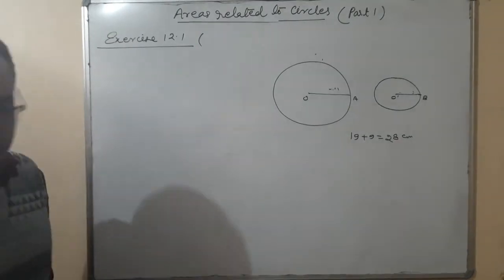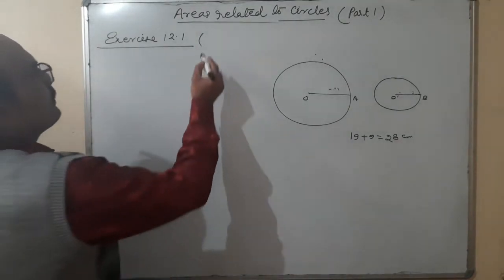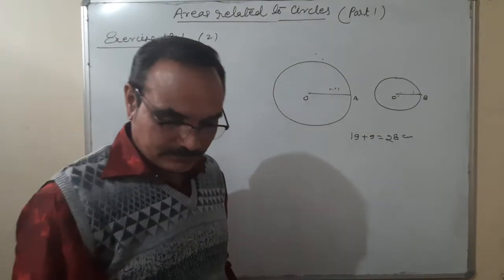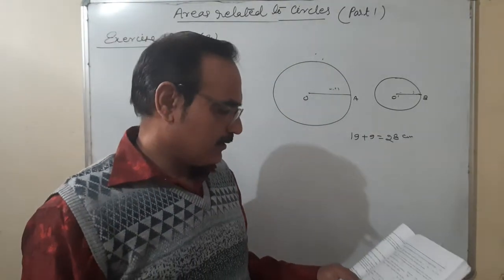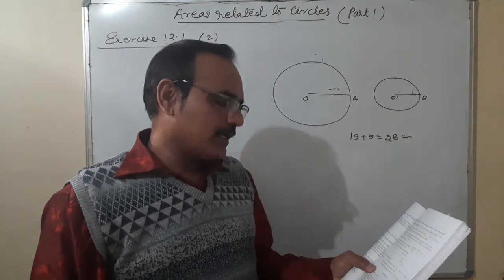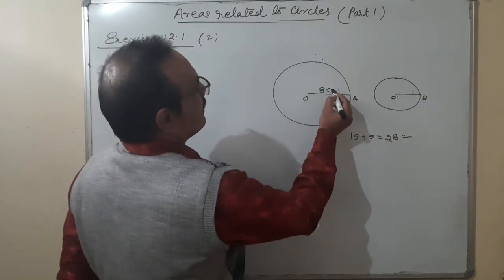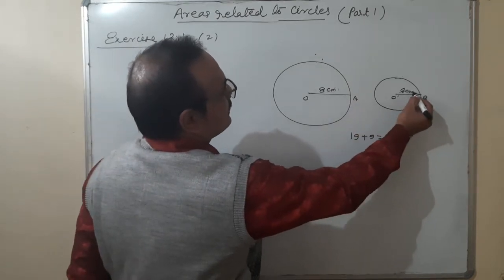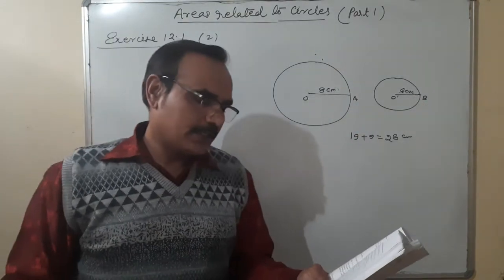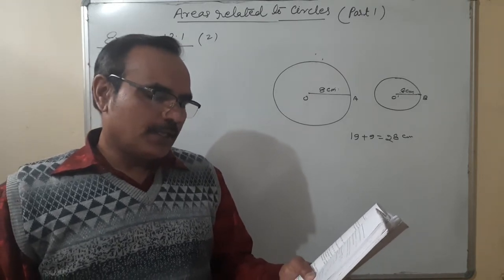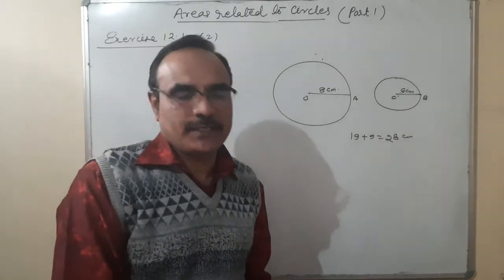Second question of the same exercise. In the second question, the radii of the two circles are 8 centimeter and 6 centimeter. Here is 8 centimeter, there is 6 centimeter. Okay. And the question is, find the radius of the circle having the area equal to the sum of areas of two circles. Okay.